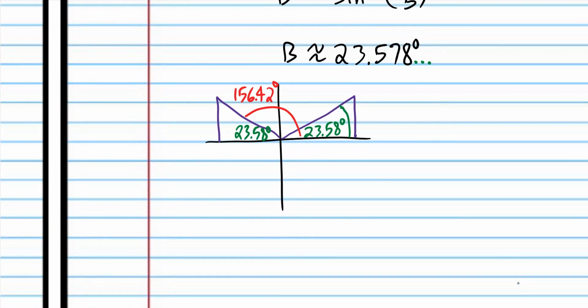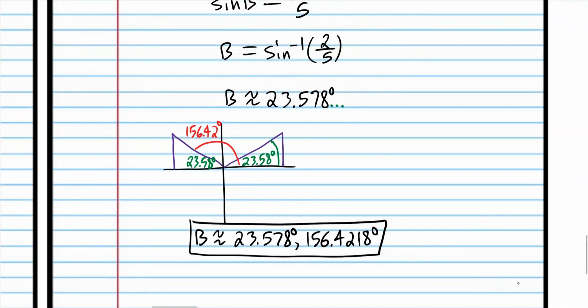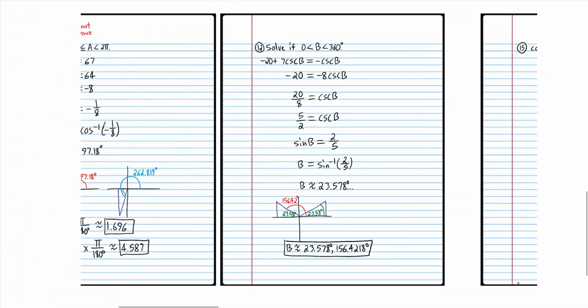So our solutions, b is equal to 23.578 degrees and 156.4218 degrees. So if you got that one right, excellent. Okay.